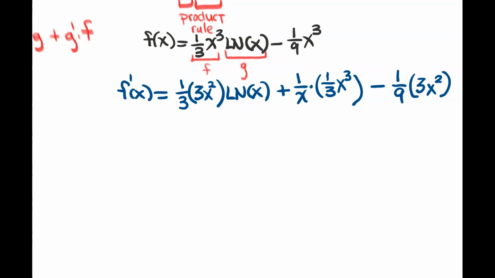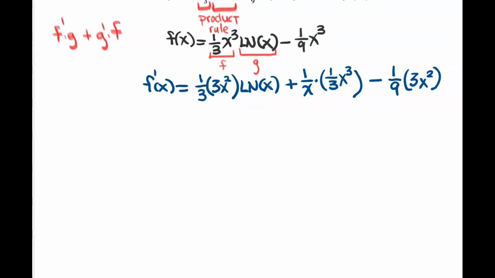All right, well, let me go back, though, to this part here and just sort of identify a little bit so we're clear that this here, this is my f prime times the g. This right here was my g prime multiplied by my f. That was my product rule.